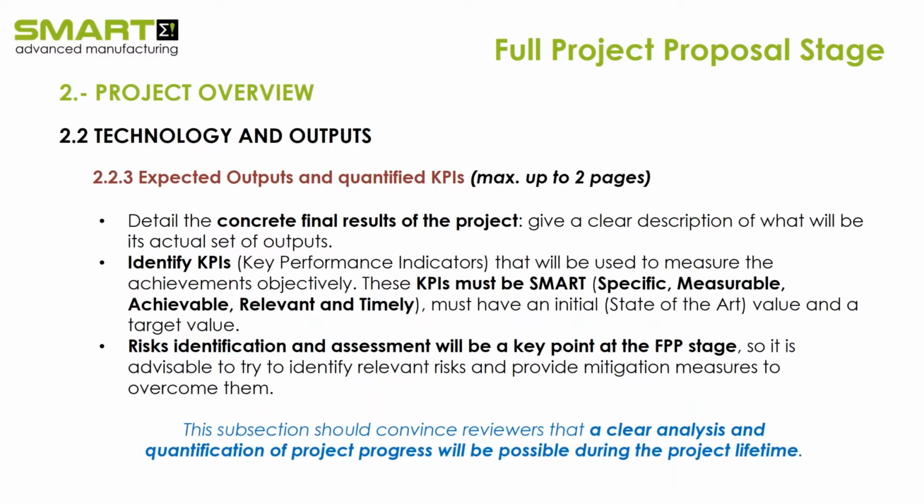This is also related to the capacity to measure the objectives and the outputs, because in this section that is called expected outputs and quantify KPIs, you will have to identify the final results of the project. You want to develop a machine, you want to develop production technology, you want to reduce the number of defects, or you want to increase the production of a particular kind of material components. So try to provide quantified KPIs.